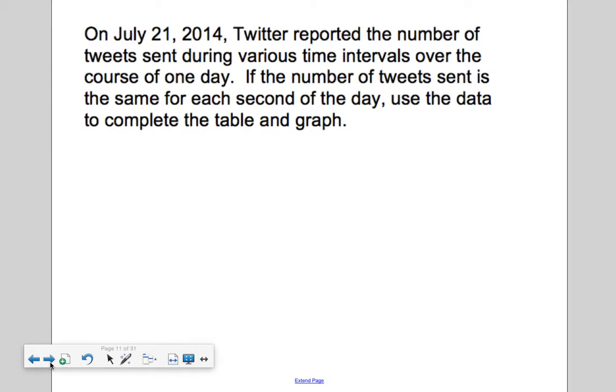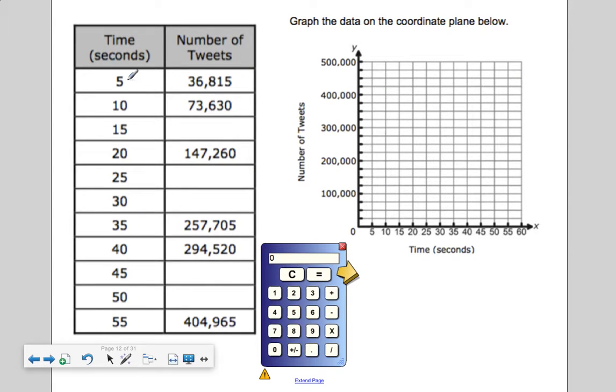So let's practice some examples here. On July 1st, 2014, Twitter reported the number of tweets sent during various time intervals over the course of one day. If the number of tweets sent is the same for each second of the day, use the data to complete the table and graph. So in 5 seconds, there are 36,815 tweets. In 10 seconds, there's 73,630 tweets. As you can tell, they left off part of this.